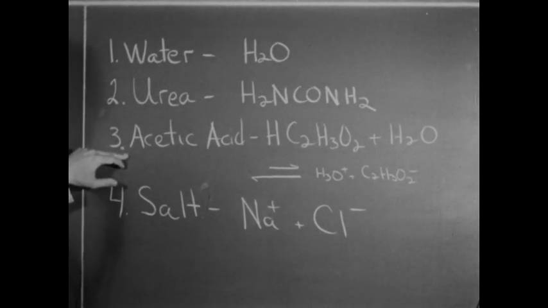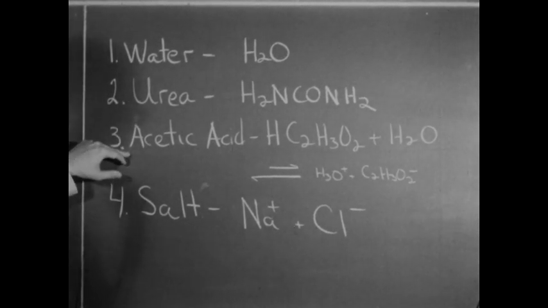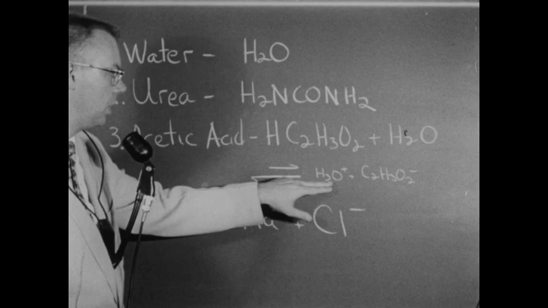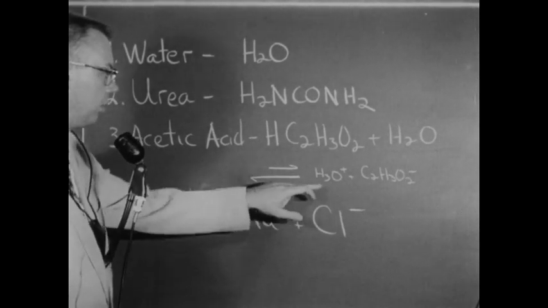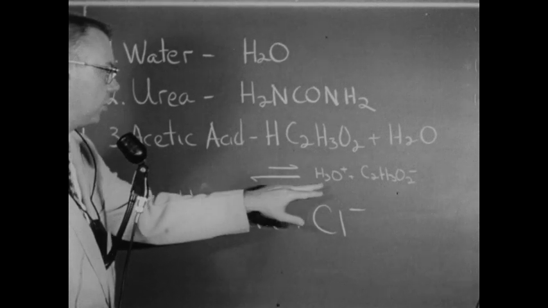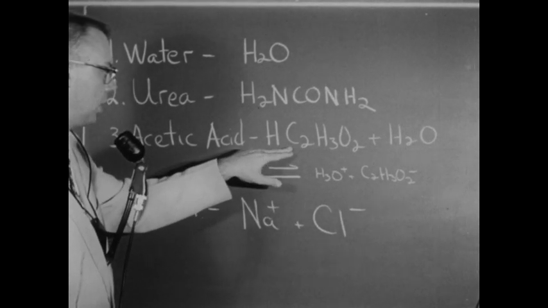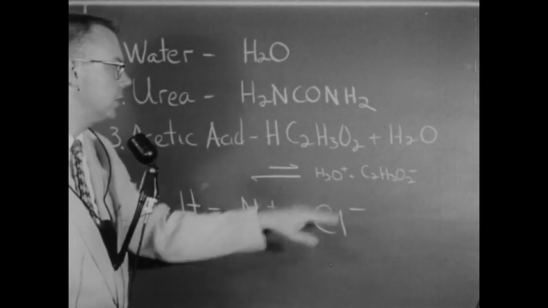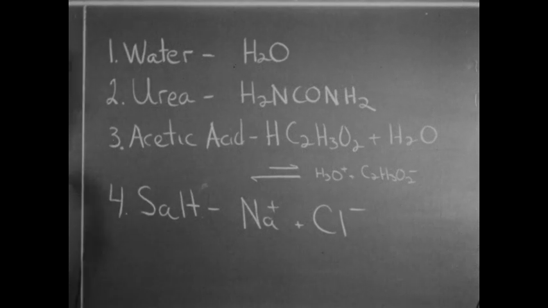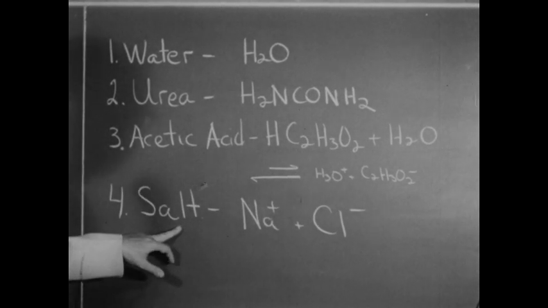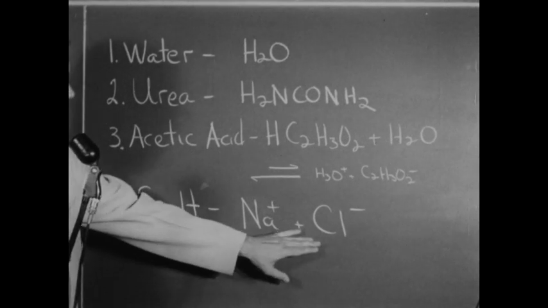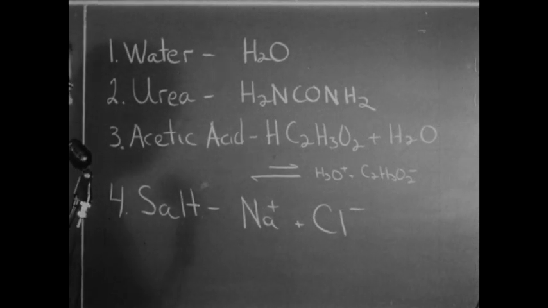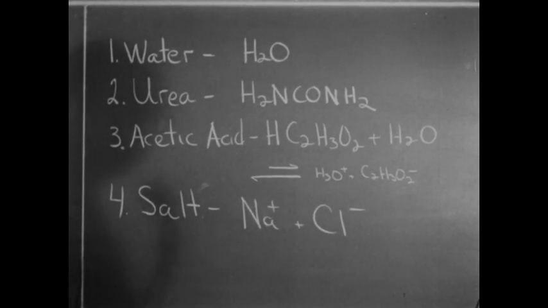With acetic acid, we measured rather low conductivity. This is true because while acetic acid and water react to form hydronium ions and acetate ions, the number of these ions present at equilibrium is very small compared to the number of unionized acetic acid molecules. So the small number of ions produces a low conductivity. In the case of salt solutions or sodium chloride solutions, all of the sodium and chlorine is present in the form of charged particles. The concentration of these ions is high, and the solution is, therefore, a good conductor.